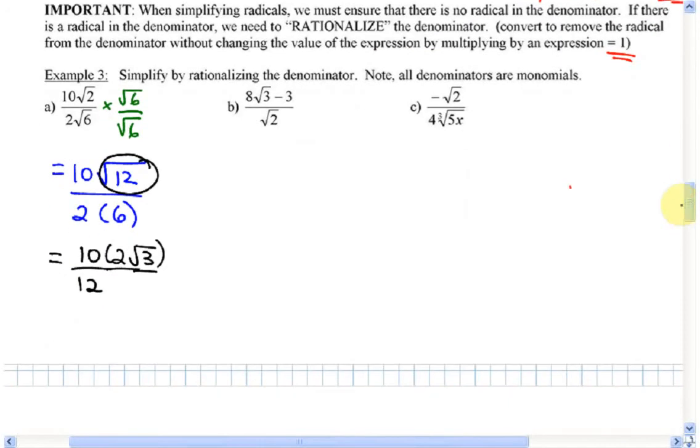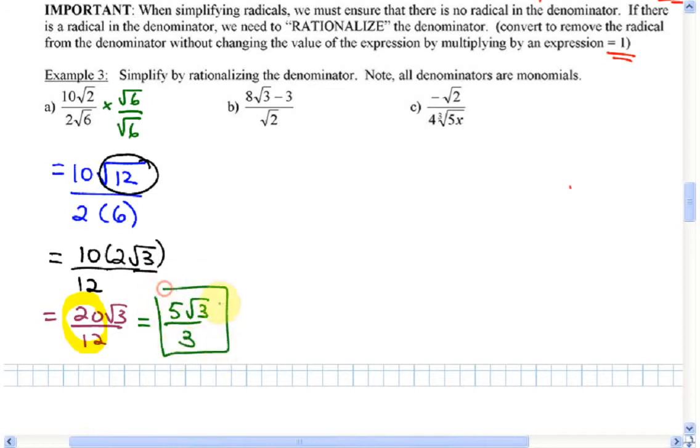And so now if you simplify this, you get the following. You get 20 root 3 over 12. And yes, of course, you can simplify 20 over 12. That becomes, what does that become? 5 over 3. Good. So 5 root 3 over 3.